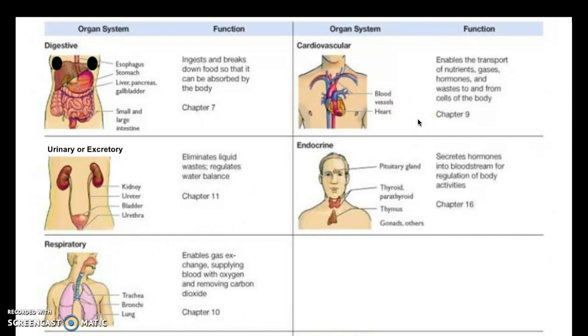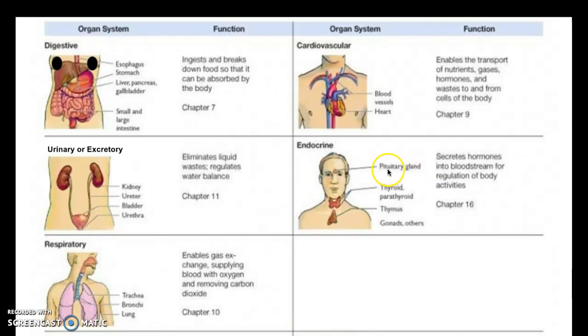Then we have the endocrine system. The endocrine system secretes hormones into your bloodstream, and it helps to regulate all of your body activities. As I said before, in the homeostasis lesson, the hormones are like the emails being sent around by the boss, telling all the employees what to do, where to go, what needs to be done next.